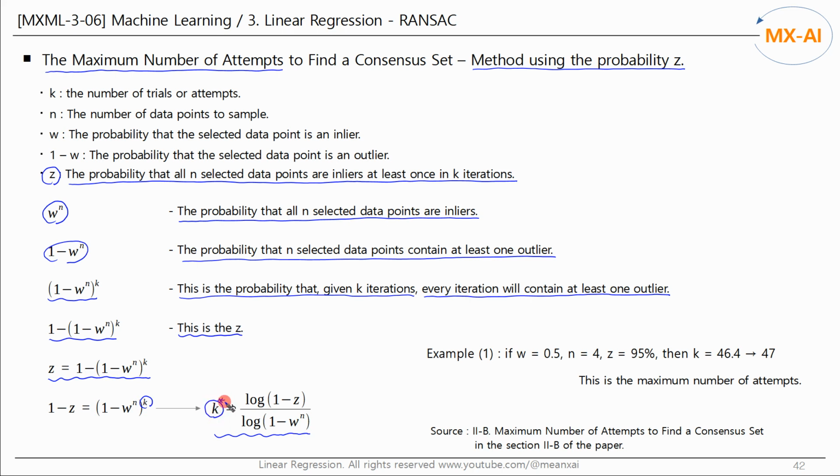Let me give you an example. If w is 0.5, n is 4, and z is 95%, k becomes 47. This means that over 47 iterations, there is a 95% chance that any selected data will be inliers in at least one iteration. So this will be the maximum number of attempts.